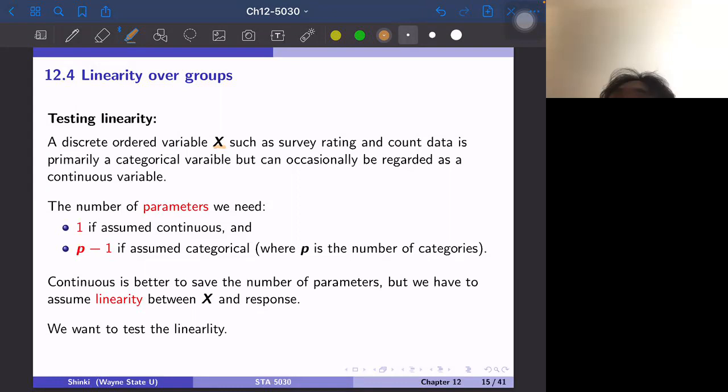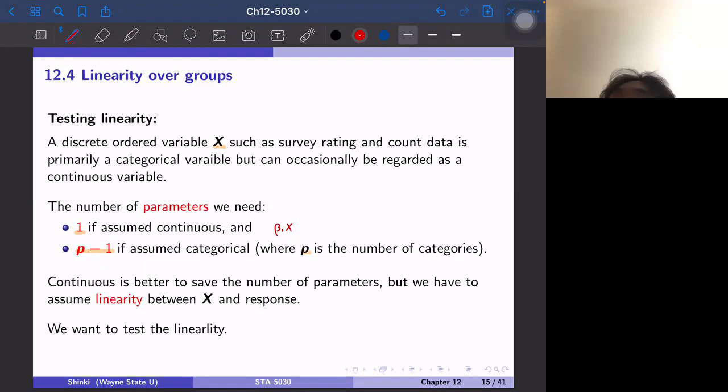So we want to test if the relationship between x and y is linear or not. If we regard x as a continuous variable, we only use one parameter, beta 1 times x. But if we regard it as categorical, then we have p minus 1 parameters if we have p categories. Basically, we have one baseline, and the baseline is absorbed by the intercept.